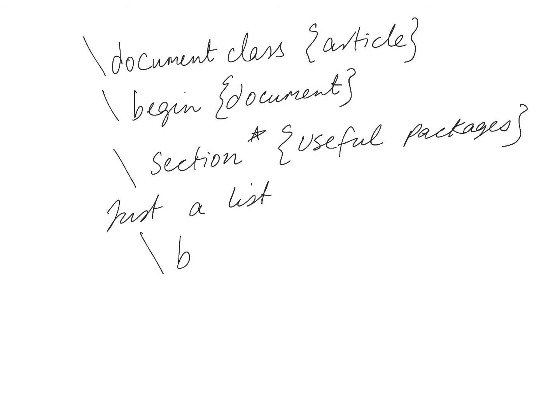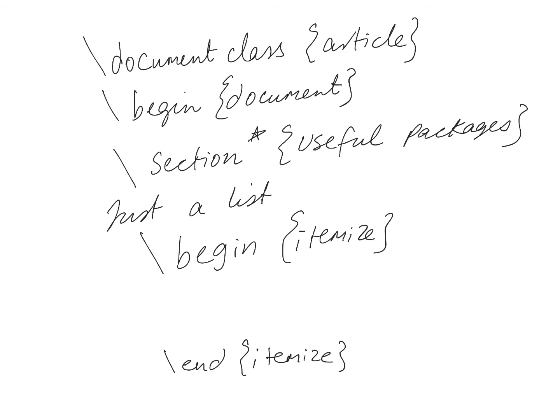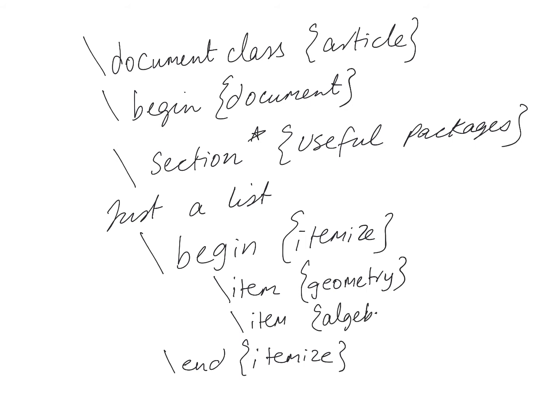So you'll start with begin itemize, and there will be an end. So begin and end itemize. And inside you'll put item and whatever you want to put in there. Like let's say if I were making a list for math subjects, so geometry, algebra 1, and so on. And obviously you'll have that end document to get everything rolling for you.